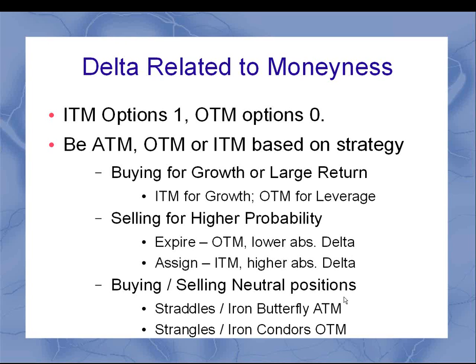And for those of you doing the neutral positions, let's say you're selling short straddles, short strangles, or iron butterflies, or even if you're buying long straddles hoping for an earnings event, you're going to be at the money, so you're going to have that delta around 0.5. And of course, with strangles, you're going to be out of the money, and iron condors, like the credit spreads, you'll be out of the money as well. So you're going to be looking for lower deltas on your short put and your short call position.